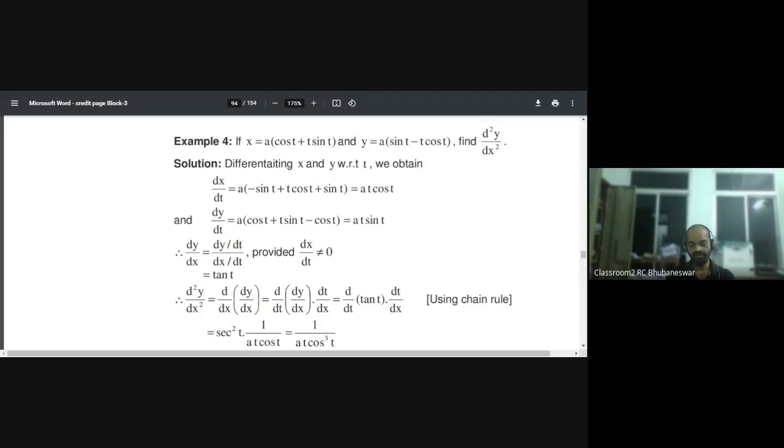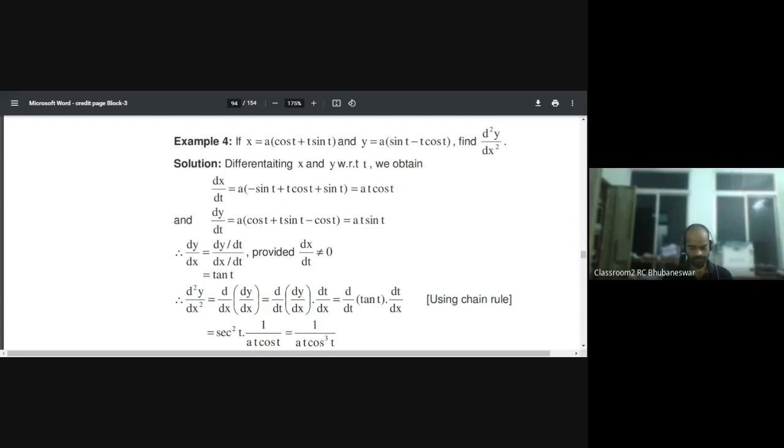Again we are using the derivative of t with respect to x. The derivative of t with respect to x can be written from the value of dx by dt. Both are multiplied together and finally you get the result in the form of 1 divided by a into t into cos cube t. That is the final result of this example number 4. All the examples are given in a very lucid manner, and all are advised to go through each and every example to be clear about the basic formula which we discuss in this session.